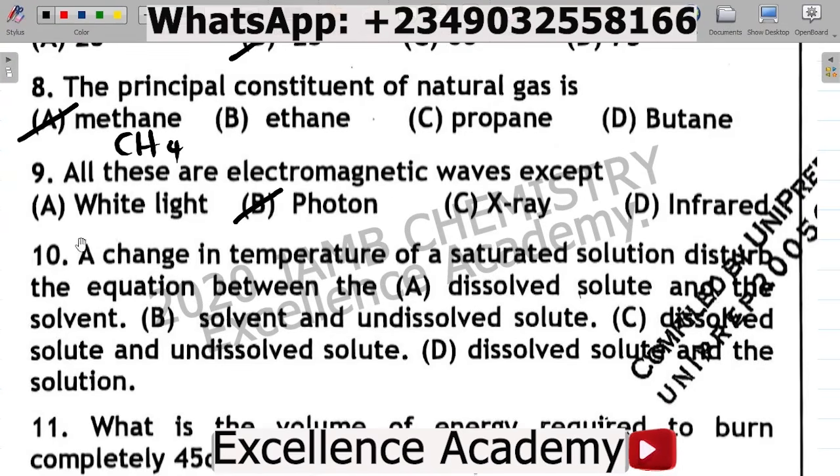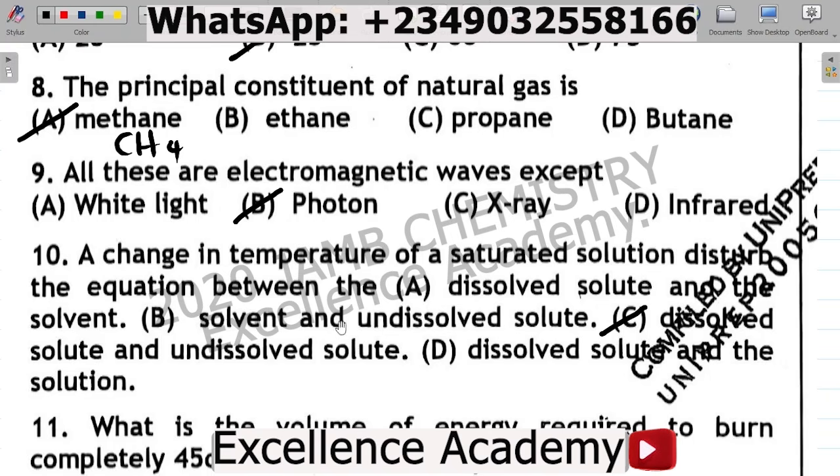Finally, question 10. A change in temperature of a saturated solution disturbs the equilibrium between the A, dissolved solute and the solvent, B, solvent and undissolved solute, C, dissolved solute and undissolved solute, D, dissolved solute and the solution. So what's the correct answer for this question? The correct answer is C, dissolved solute and undissolved solute.